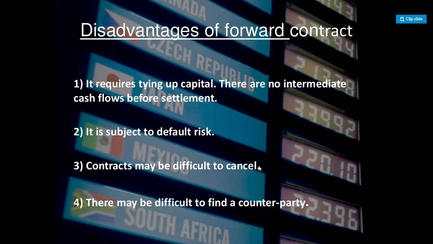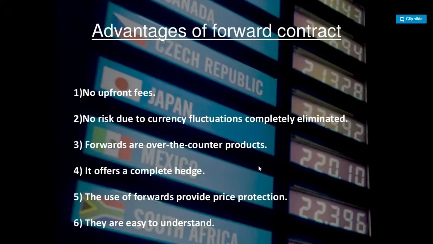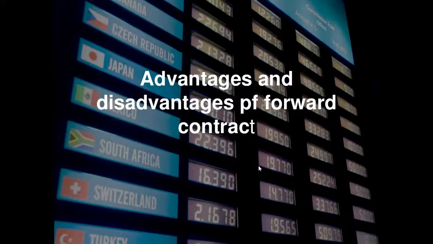Whereas the disadvantages are: default risk will be more because only two parties are there. Contracts may be difficult to cancel because only two parties will be there, so difficulty will be there for either party to cancel the contract. It may be difficult to find a counterparty. It requires tying up capital. There are no intermediate cash flows before settlement. So these are some of the points that need to be looked after.